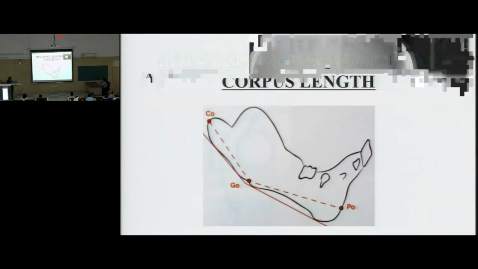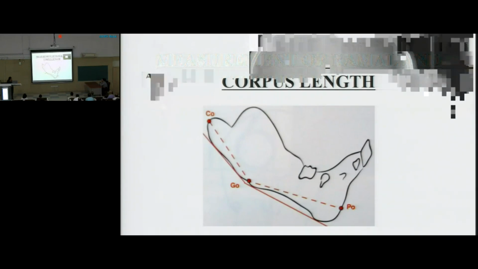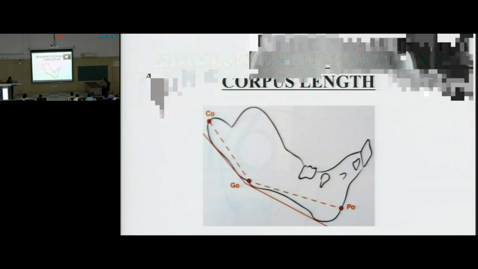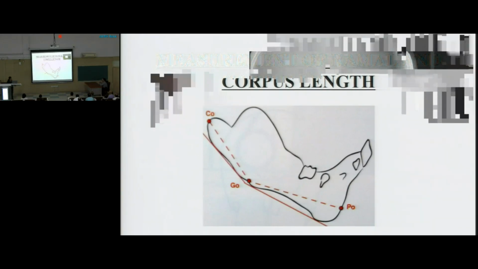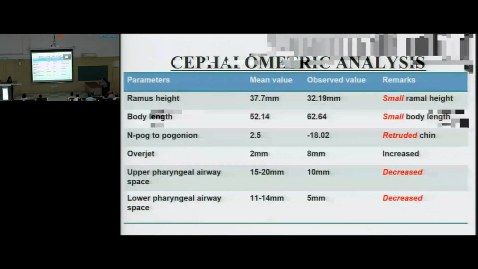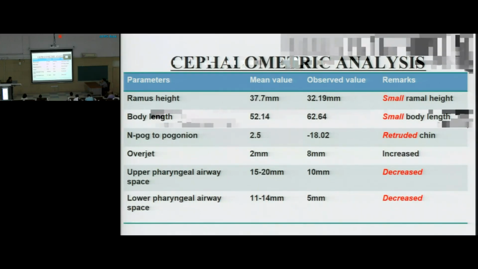This is how we measure the mandibular ramal height, which is measured from the condylion, the superiormost point in the mandibular condyle, to the gonion, and the mandibular body is measured from the gonion to the pogonion. After the cephalometric analysis, we could elicit that the mandibular ramal height was small and the body length was also small, and the patient had a retruded chin with a decreased pharyngeal airway space, both upper and lower.